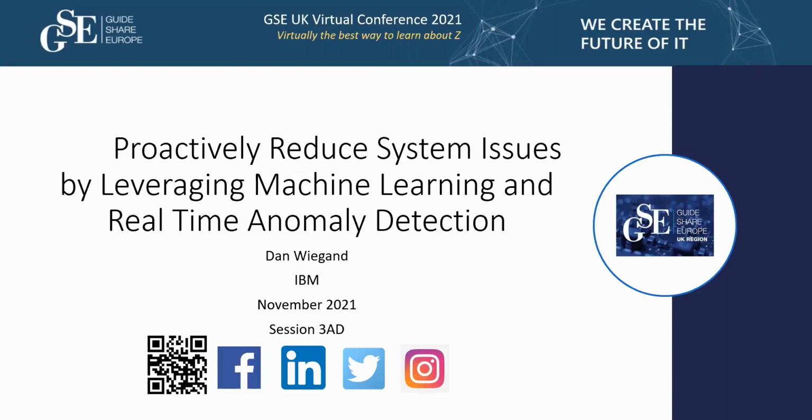The session title is Proactively Reduce System Issues by Leveraging Machine Learning and Real-Time Anomaly Detection. If you have any questions during the session, please pop them in the chat. Either I'll interrupt Dan for the question, or Dan will see it himself and answer it.